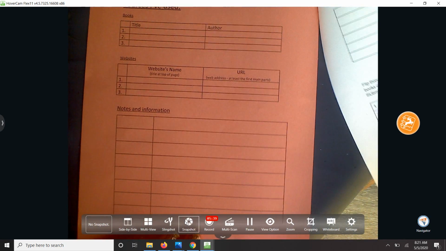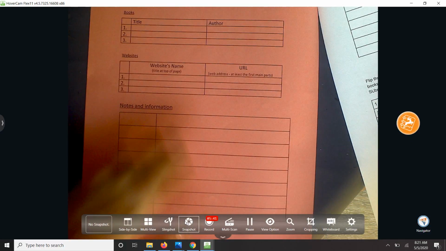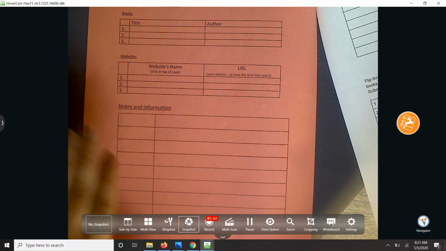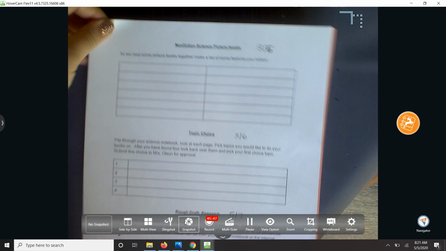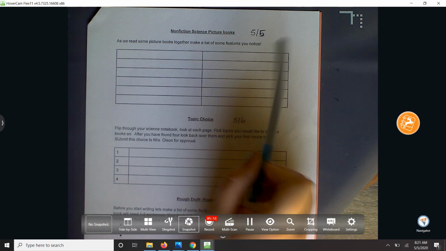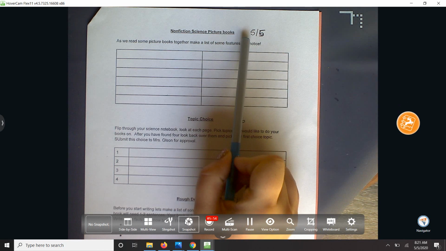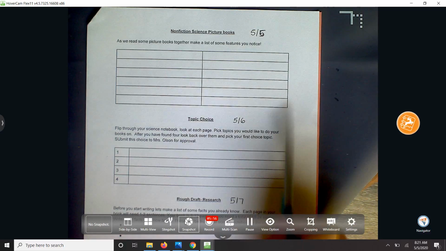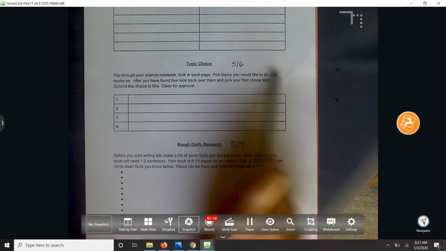On here, on the back, there's a place for you to do your sources. So as you research, you'll want to put some information here, some notes and information. But here's where we're at today. So you'll notice that this paper is labeled by day. Today is 5/5, May 5th. Okay, so we're going to work on this section. Tomorrow we're on this section.